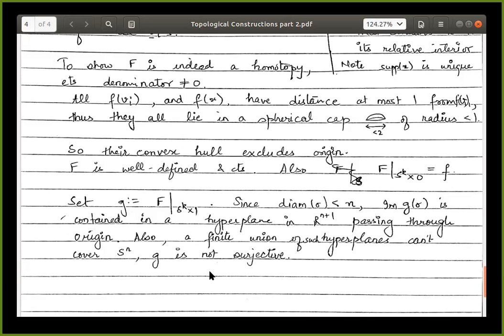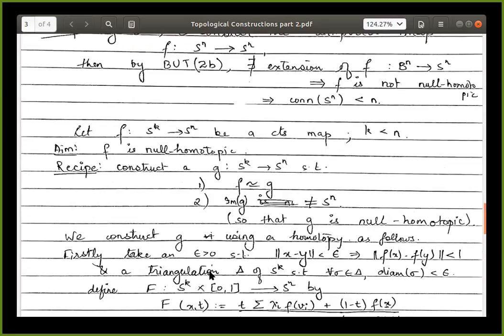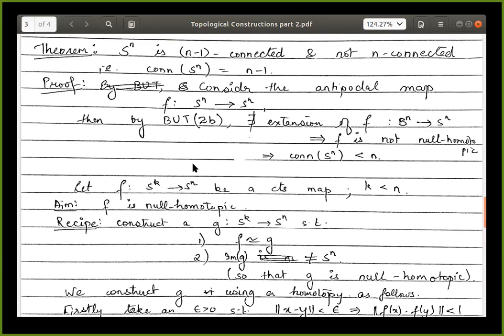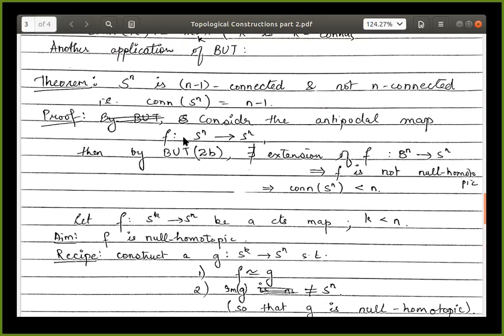Therefore, since f is homotopic to g, f also is null homotopic, and thus any map f from Sk to Sn is null homotopic. Therefore, the connectivity of Sn is exactly n minus 1.